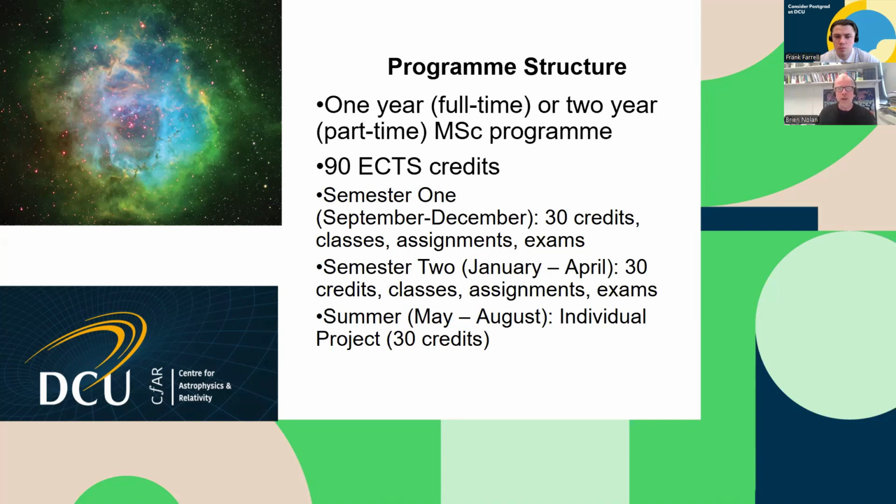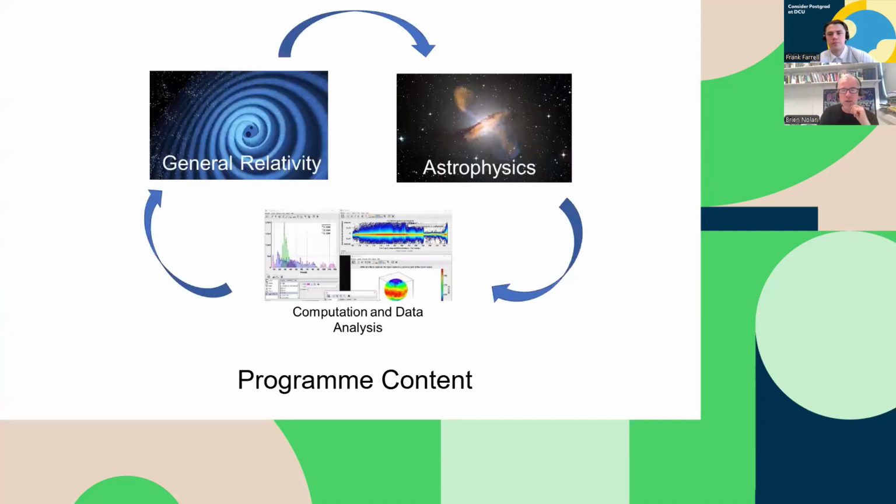Okay, well, what will you be learning? I'll say a few words about the part-time structure after I talk about the content of the program. So the content is structured over three pillars. It's an MSc in Astrophysics and Relativity. So the two key pillars really are, of course, astrophysics and general relativity. And they're supported by a third pillar, which we refer to as the computation and data analysis pillar. So that summarizes the content. It's across these three areas, not distinct, but overlapping in various different ways.